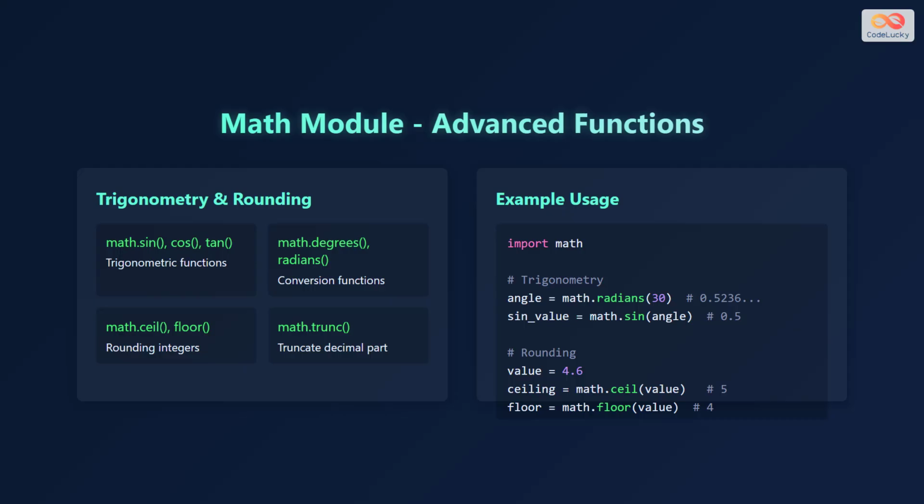After importing the math module, you can convert an angle from degrees to radians using math.radians, and then calculate the sine of that angle using math.sin. For rounding, you can use math.ceil to round a value up, math.floor to round down, and math.trunc to truncate the decimal part.